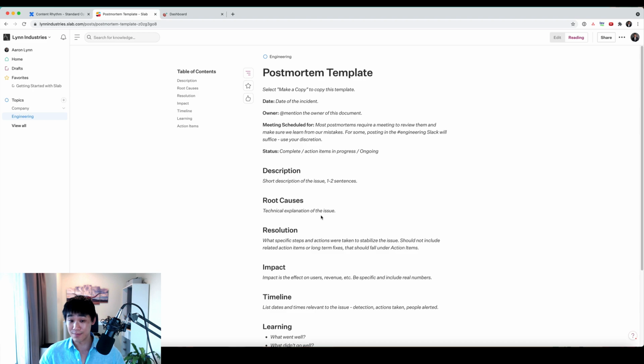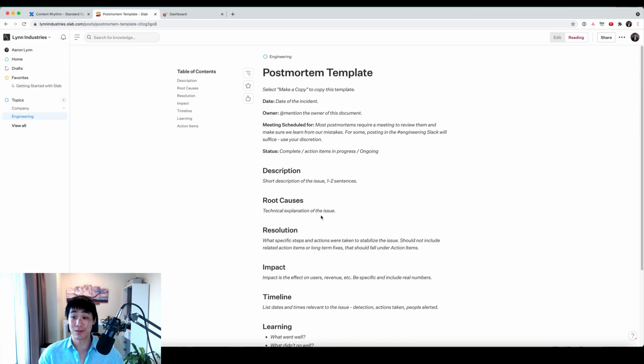And in terms of pricing, at time of recording, Slab is also free for a limited number of users. And after that, it becomes $8 a month for the standard paid functionality, or $15 a month if you need fancy things like SAML, and so on, which most of us don't need.